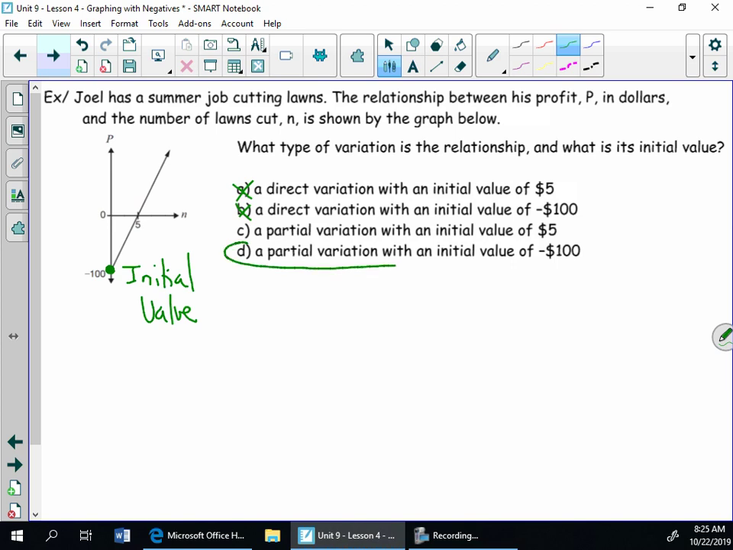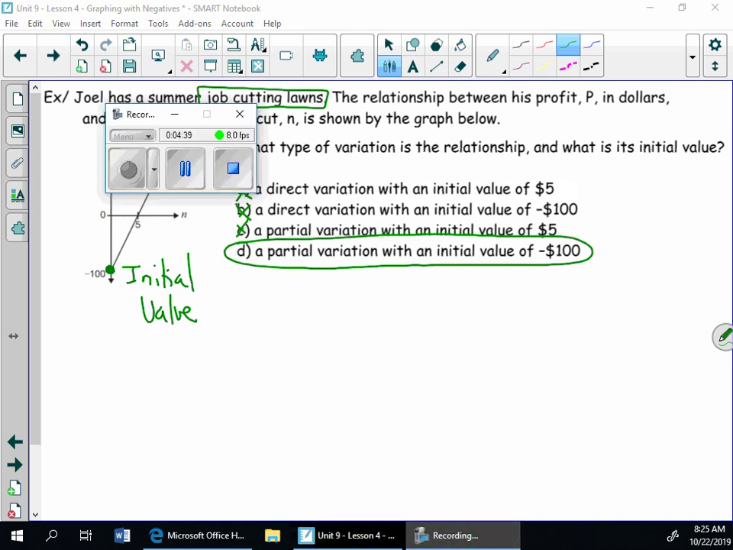It's negative 100. Okay, now, not that they asked us this, but why would you have a negative number as an initial value? Well, if he has a lawn cutting business, he's going to have to buy some stuff before he can actually go to work, right? He may have to pay for his mower or some gas or something before he can actually cut a lawn. So he's invested some money, which means he's in the hole to start. He's got to earn his money back as he works off some lawns.